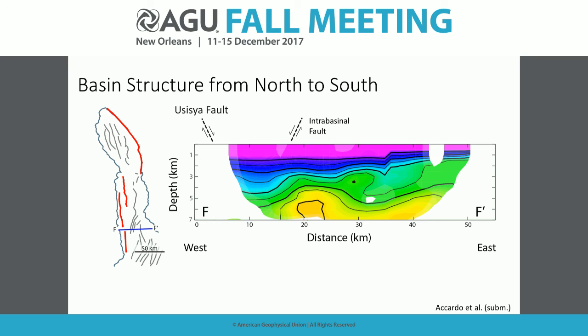And now we've stepped the furthest south. We have the Usisia Fault again, significant piles of sediment, and again thinning towards the east, showing the prominent influence of the border fault here.